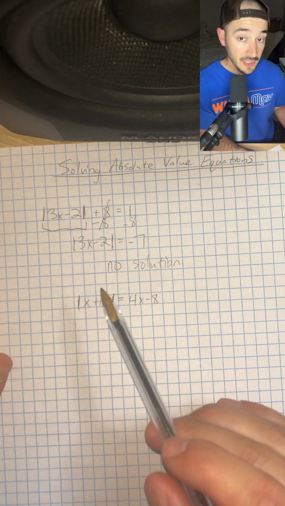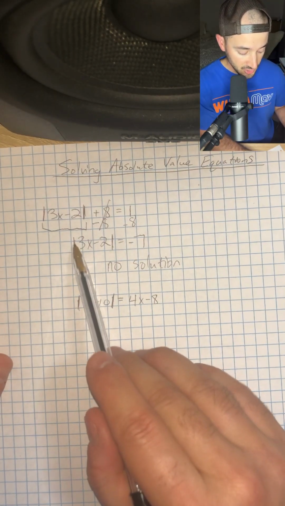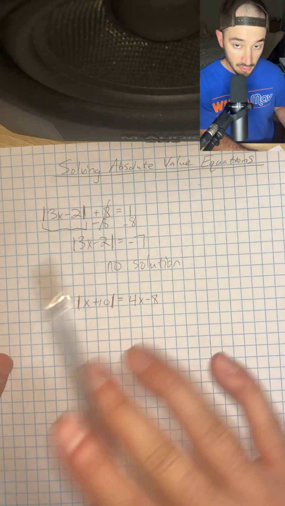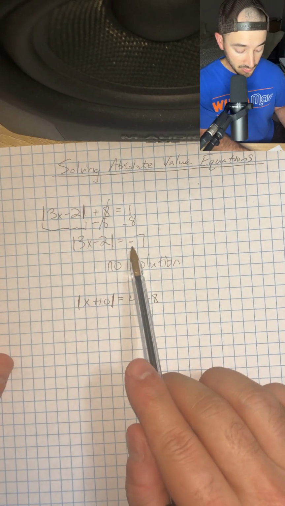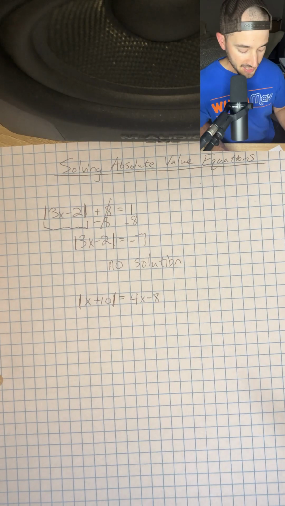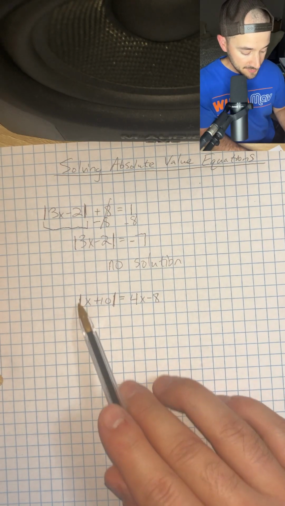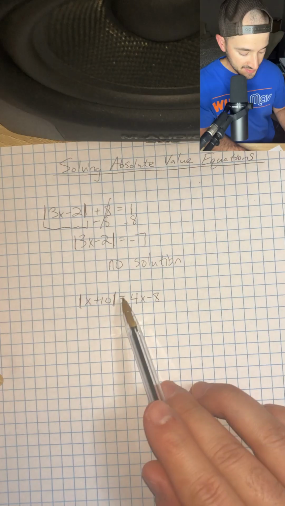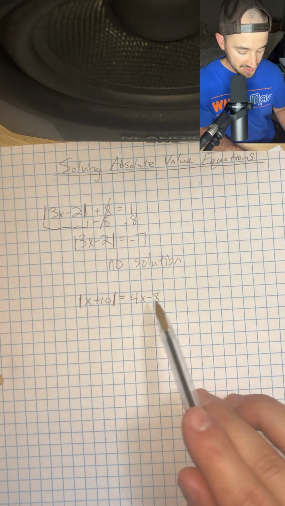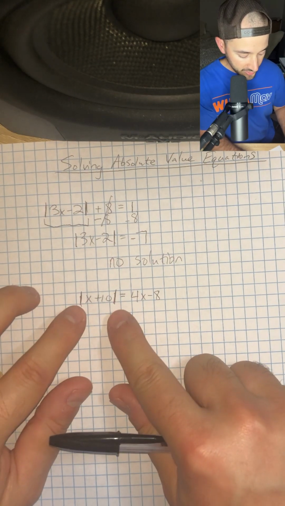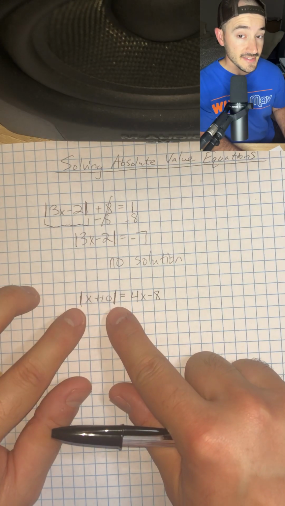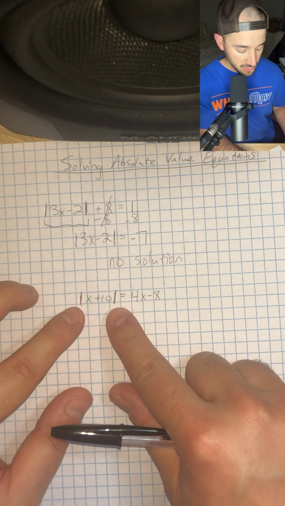If you ever end up with an equation like this and you have the absolute value term all by itself and it's equal to a negative number, it's going to be no solution. All right, so let's do one more. Now we have the absolute value of x plus 10 is equal to 4x minus 8. We already have the absolute value part by itself, so we can move on to the next part.